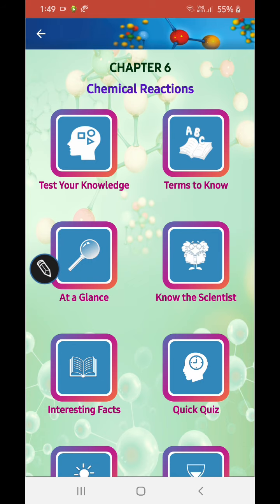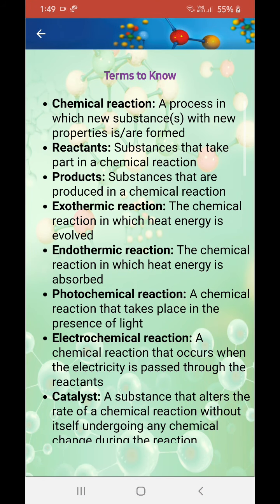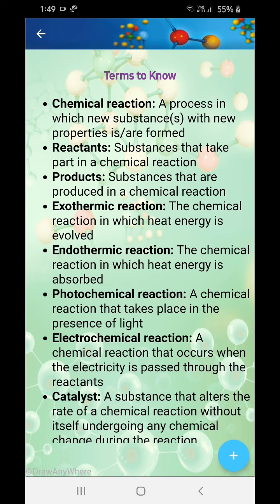Today we'll study chemistry, chemical reactions. So first, let's come to the terms to know. The first term is chemical reaction, the process in which new substances are formed with new properties. In a chemical reaction, new substances are formed with new properties.